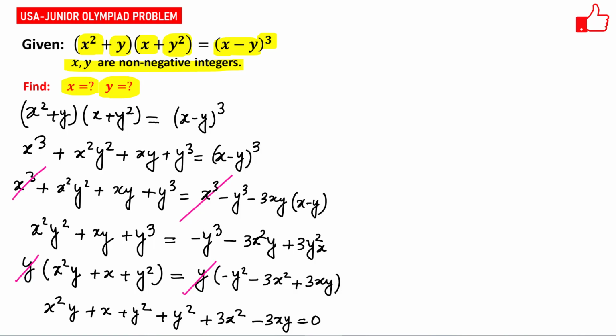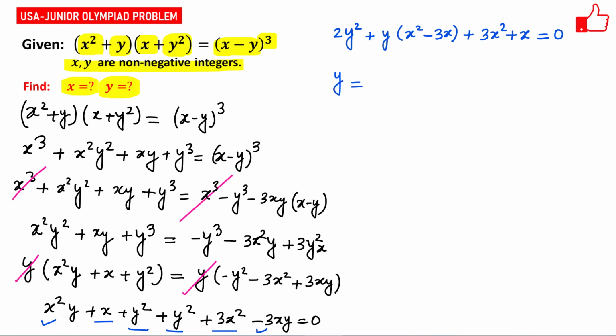Now let us take the terms of y² in one place. So you have y² and y², this becomes 2y², and then if you take y common, here you will have x² and here you will have minus 3x, and then these are constants, plus 3x² plus x, and this is equal to 0. Now see, this is a quadratic equation in y. So we can find the roots of this equation by solving this quadratic equation.